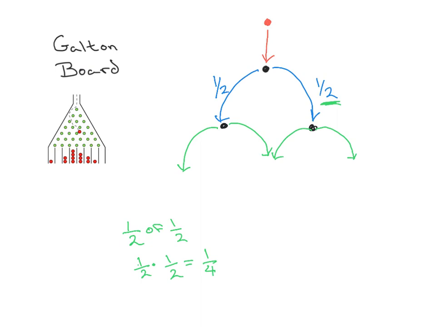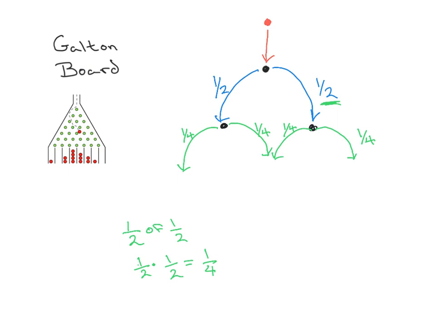So 1/4 of the marbles dropped will go this way. 1/4 will go that way. Same thing over here. 1/4 here and 1/4 there.